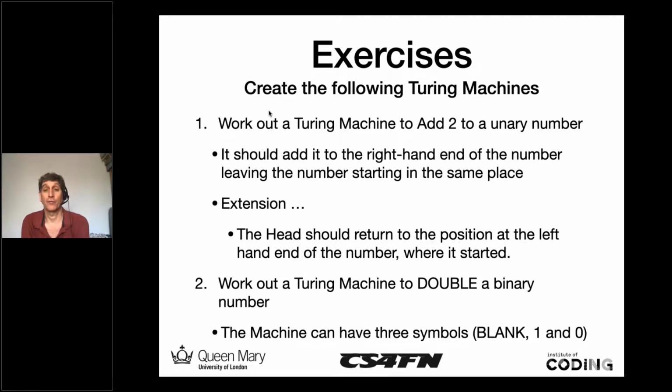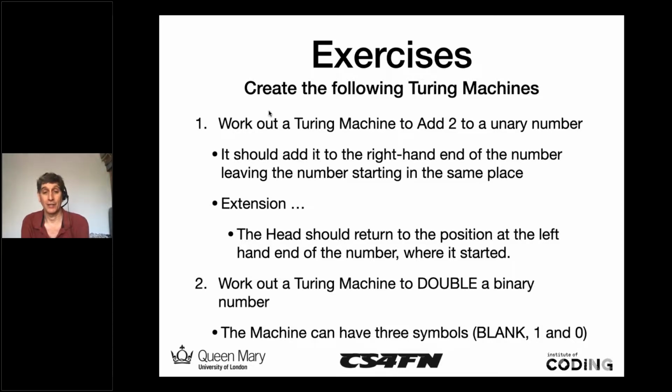So if 5 was on the tape in unary, at the end 7 would be on the tape in unary, and it should add it to the right hand end of the number. So basically the number should be left starting in the same place. If you find that easy, I've got an extension for you. Make the head return to the position at the left hand end so the head is back exactly where it started at the end of this.